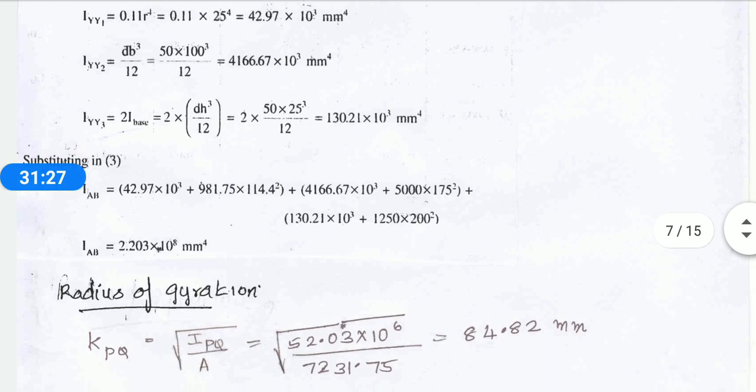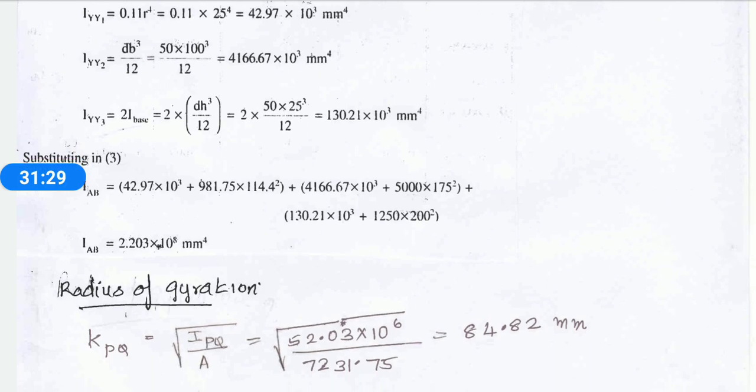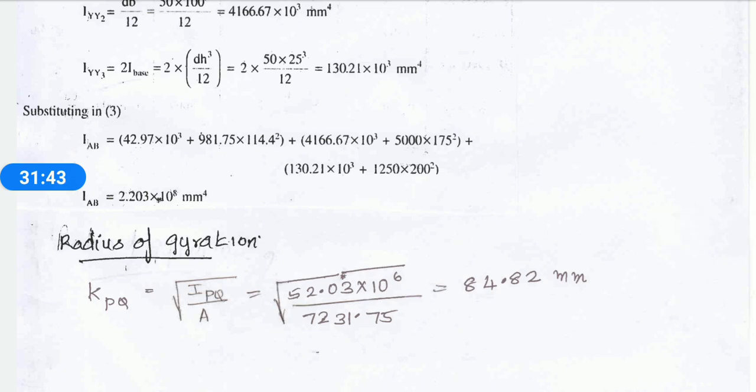and get our I_AB value. Then they had asked us to find only the moment of inertia for both the things, and they had asked us to find the radius of gyration of I_PQ. So substitute your I_PQ formula divided by A. The square root will give you your radius of gyration.